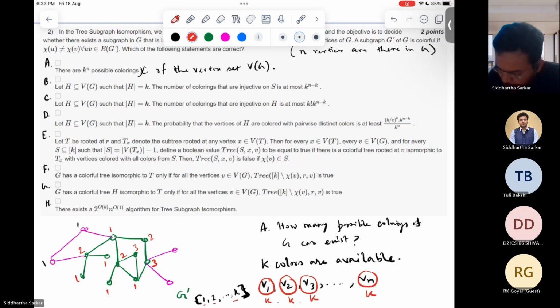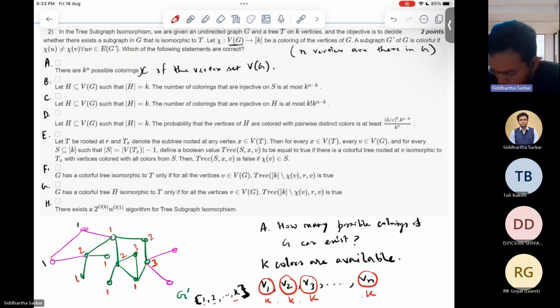By the multiplication principle, because these colorings are done independently, the total number of ways to color the vertices of the graph will be the multiplication of these ways of coloring vertices. For every vertex there are k ways, so for n vertices there are k to the power n ways. We have just multiplied k n times. So this one is true. I'll just mark it true.